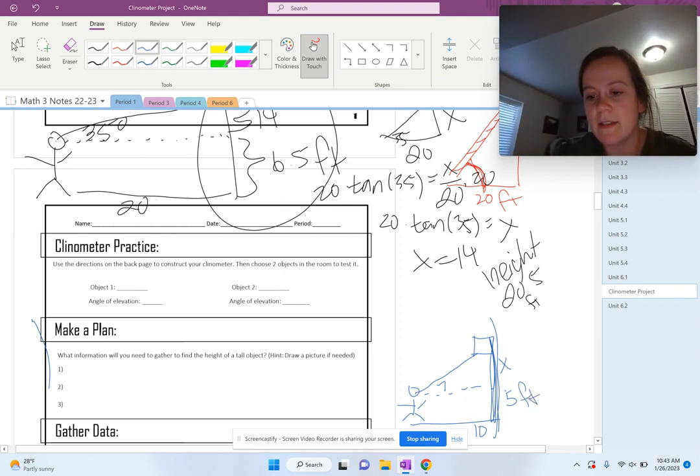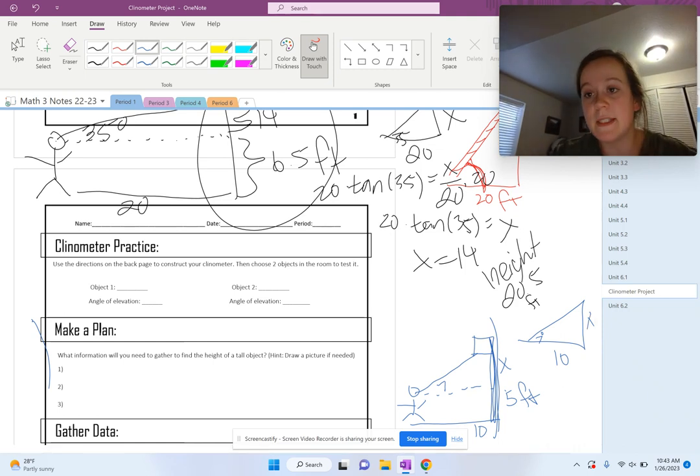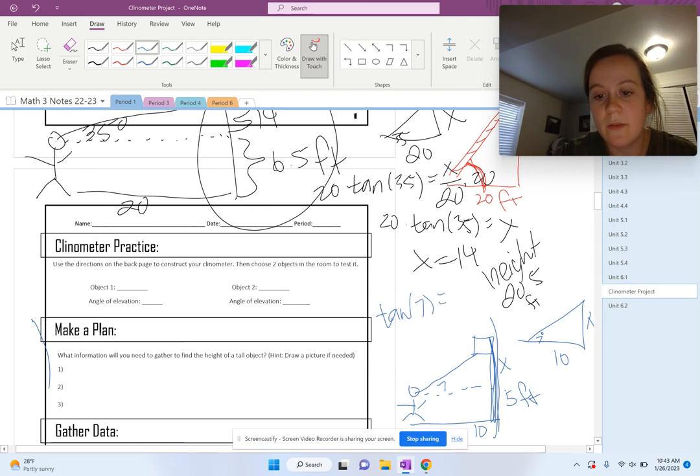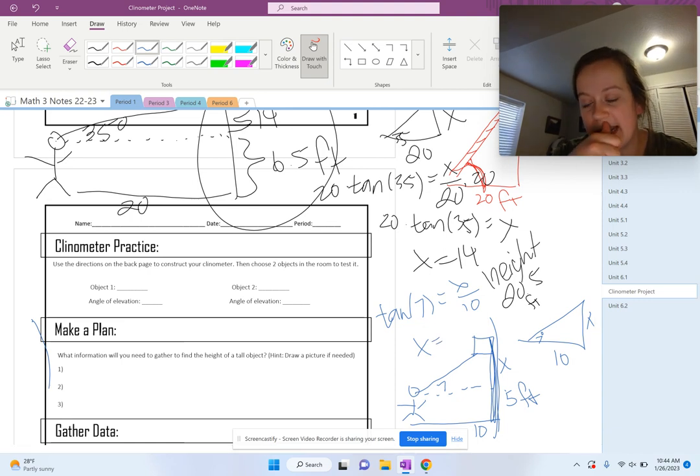I need to figure out x. Think of it as a triangle. You've got 7 degrees right here, you've got 10 feet here, and we need to figure out this side right here. You can set it up. This is tangent again. So tangent of 7 equals x over 10. x equals, you've got to multiply both sides by 10 to get rid of that, so 10 times the tangent of 7.